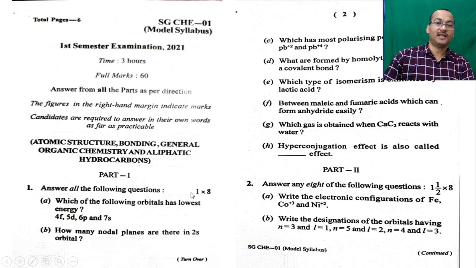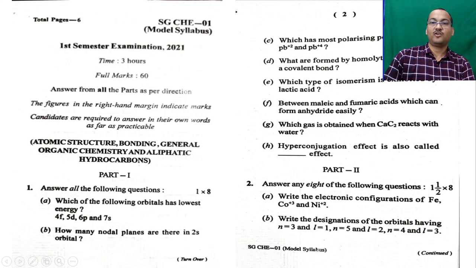So again the GE chemistry question carries 60 marks and it has also 4 parts. Part 1 carries 1 mark each. Which of the following orbitals has lowest energy? 4f, 5d, 6p and 7f. How many nodal planes are there in 2s orbital? Which has most polarizing power among Pb+2 and Pb+4?